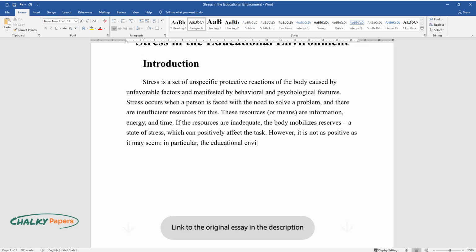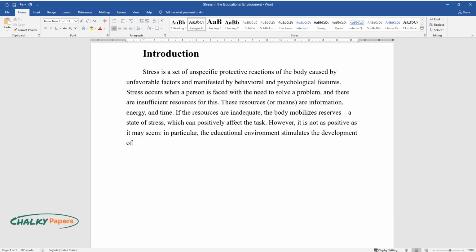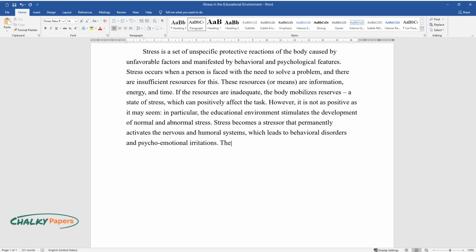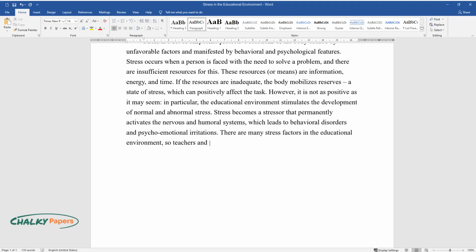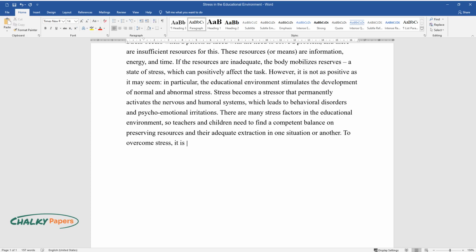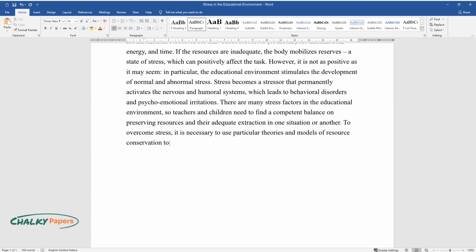In particular, the educational environment stimulates the development of normal and abnormal stress. Stress becomes a stressor that permanently activates the nervous and humoral systems, which leads to behavioral disorders and psycho-emotional irritations. There are many stress factors in the educational environment, so teachers and children need to find a competent balance on preserving resources and their adequate extraction in one situation or another. To overcome stress, it is necessary to use particular theories and models of resource conservation to meet the needs.